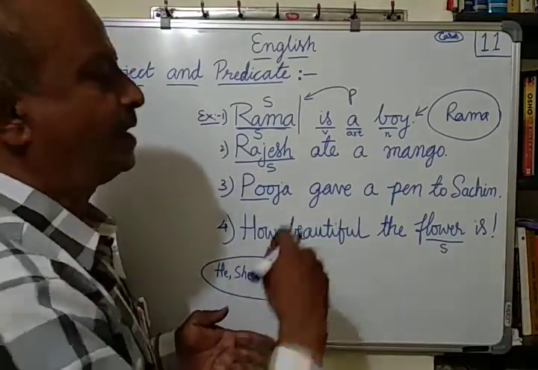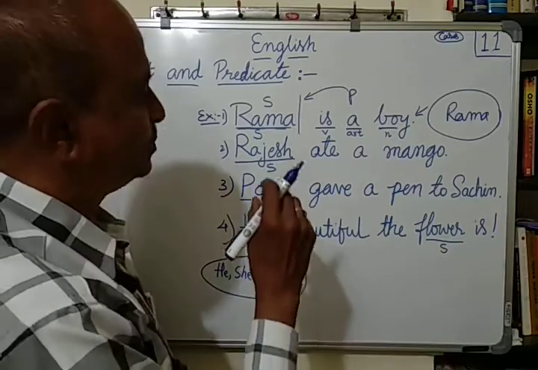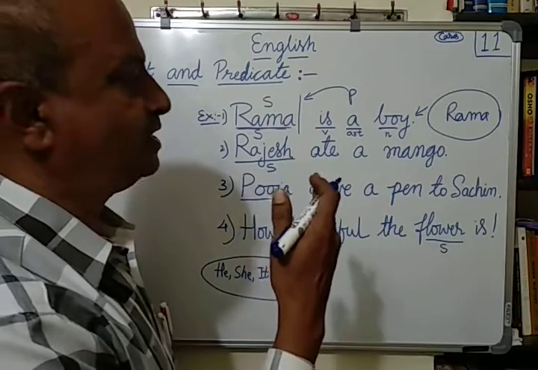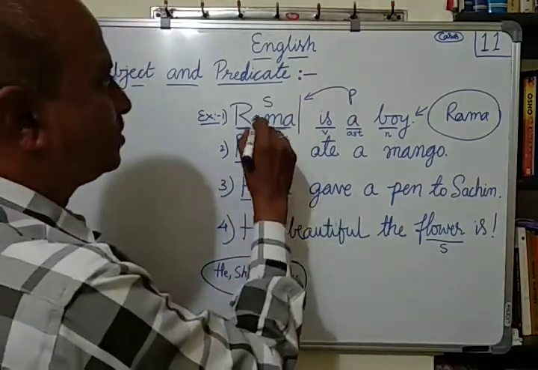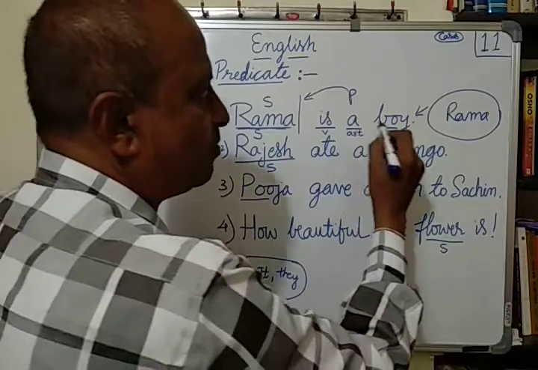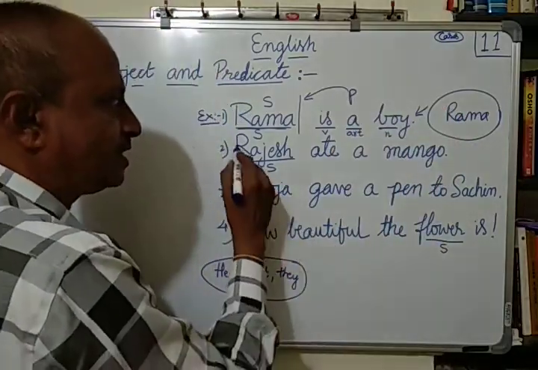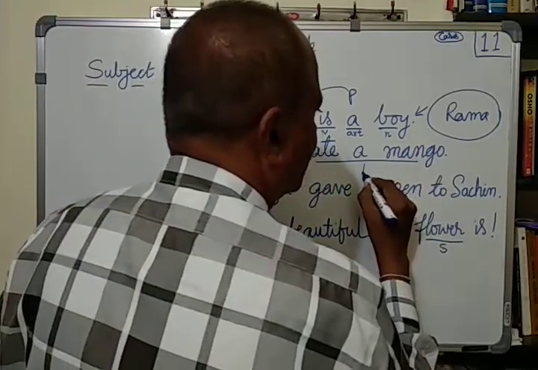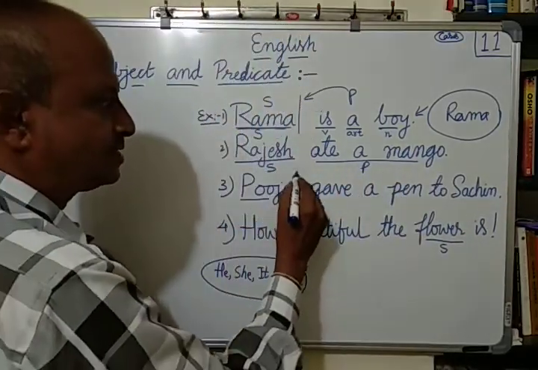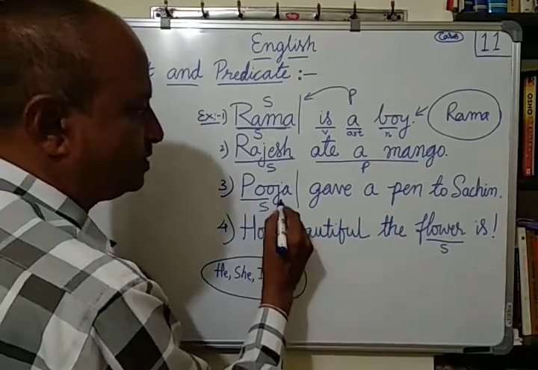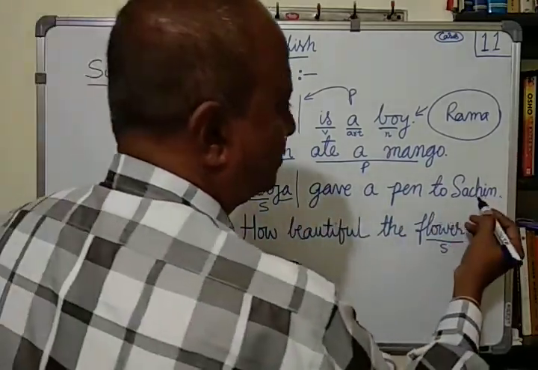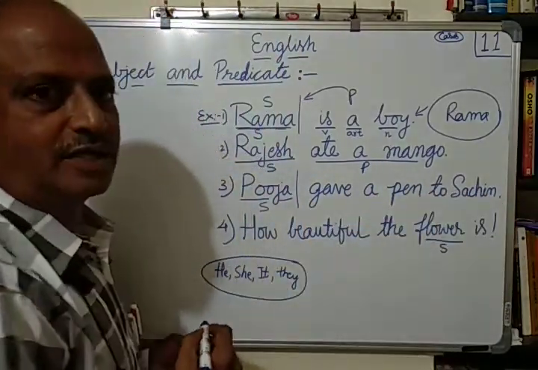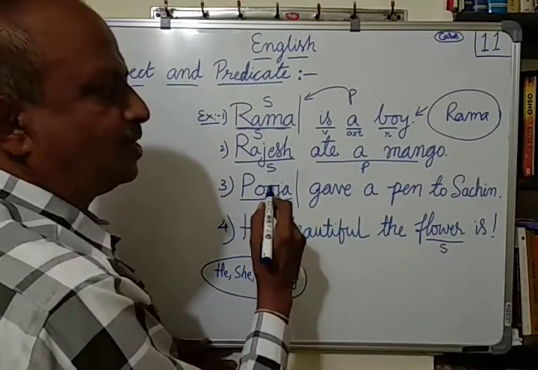The subject may appear anywhere in the sentence, but we should read it carefully to understand which word is the subject. Okay, coming again to the first one, Rama is the subject, is a boy is the predicate. In the second sentence, Rajesh is the subject, ate a mango is the predicate. Puja is the subject, gave a pen to Sachin. Though there are two nouns, Puja and Sachin, Puja is important here in this sentence.